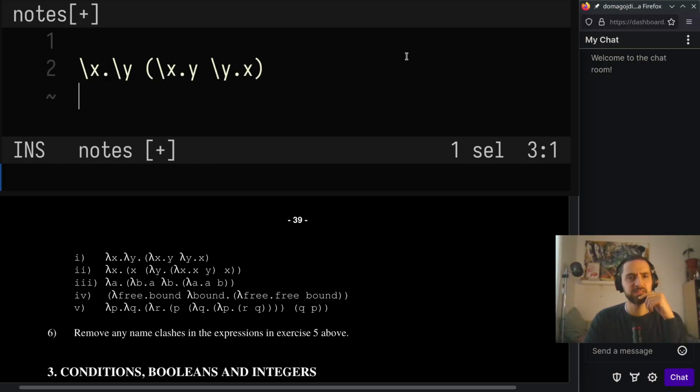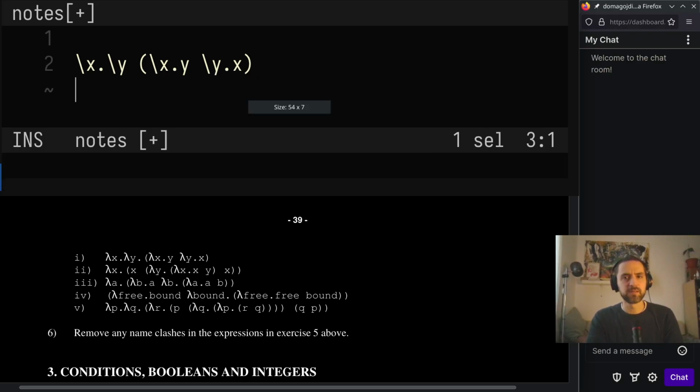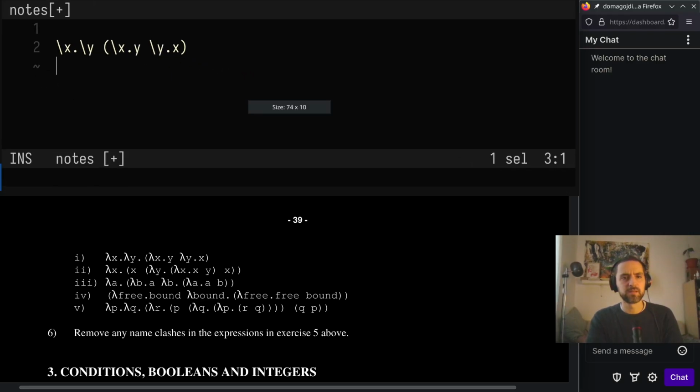Lambda x, let's do it. Lambda x dot x. Lambda x dot x. Lambda y dot lambda x dot xy x.